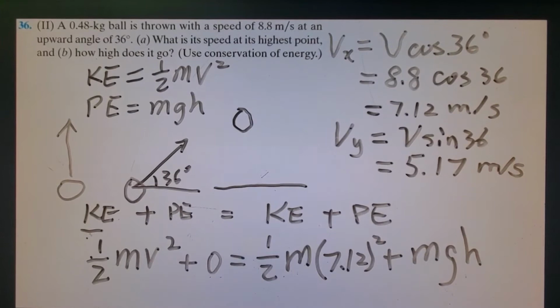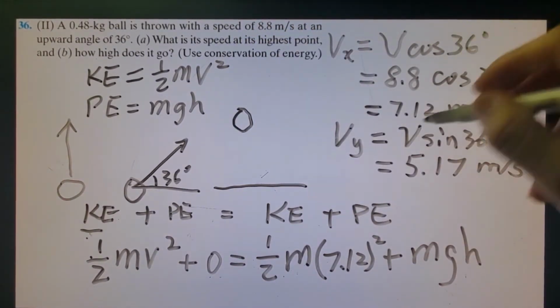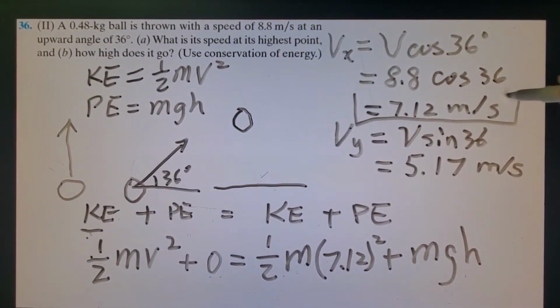Do we know the h? We don't know the h. So what can we do? We can find out the h. Well, at least we know the speed. The speed at the highest point we already calculated. We try to solve for h over here.